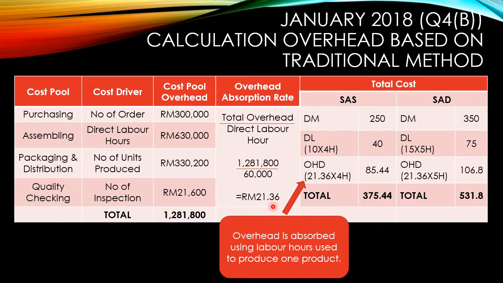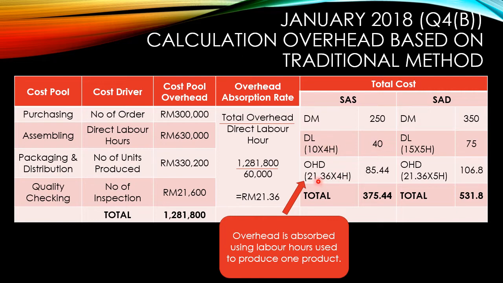Okay, so in the question they have also given you the production cost incurred for each of the products. They've given you the information that direct material is 250 ringgit for product SAS, and direct material for SAD is 350 ringgit. Okay, so we then calculate the direct labor. The total given to you here is 40 ringgit, but we know that the rate per hour is 10 ringgit. So the company used 4 direct labor hours to produce one product SAS.